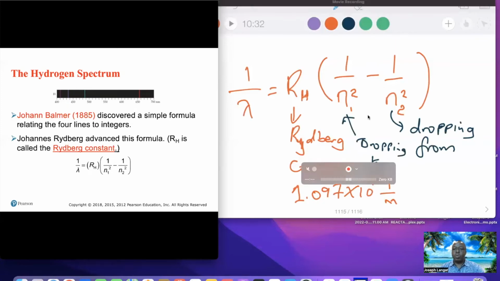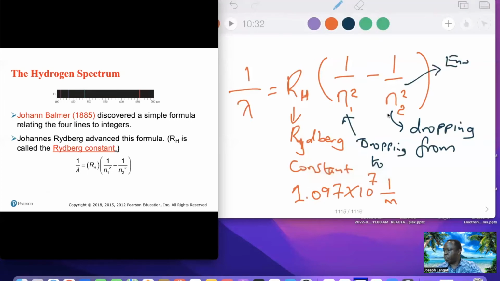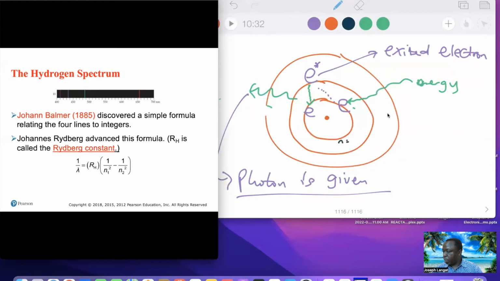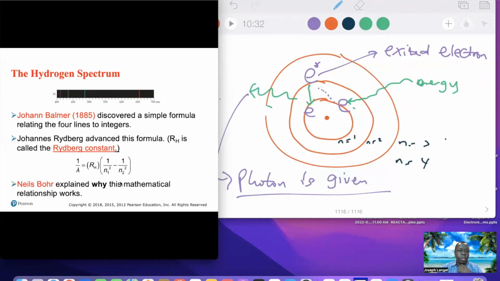So if the electron is dropping from energy level 1, this stands for energy level, energy level 1, energy level 2. You see this? n equals 1, n equals 2, n equals 3, n equals 4, and so forth. So this n stands for the energy level, and you square those so that eventually you will flip the equation to get the wavelength of this line.